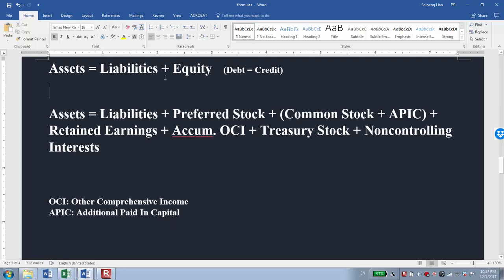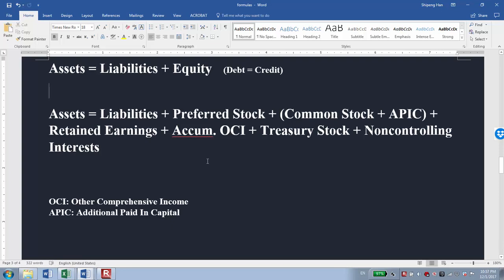Okay, I can also write the accounting equation this way. Because the template we used includes all these accounts. APIC represents additional paid-in capital. OCI represents other comprehensive income.